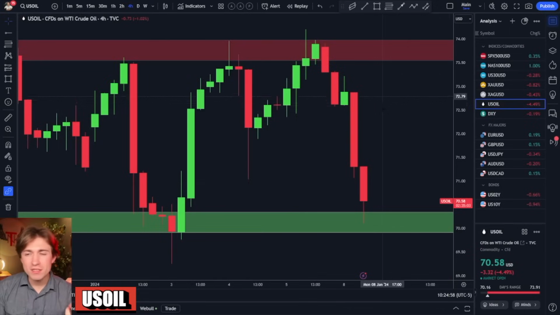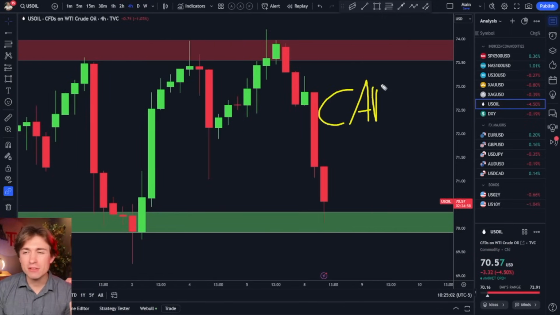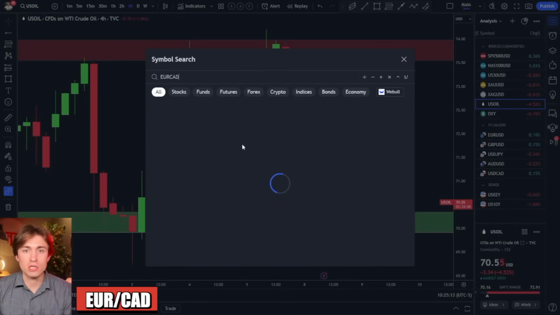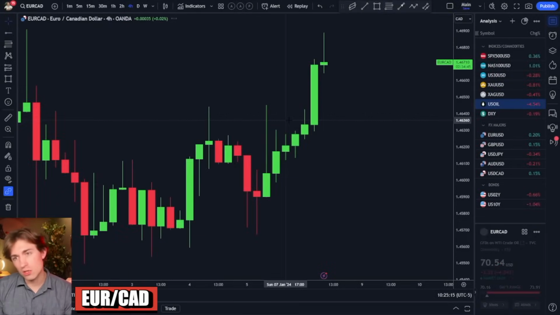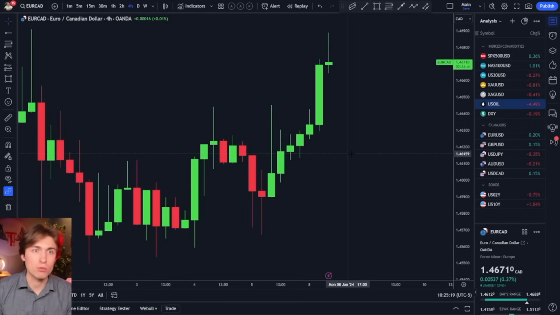Now, what does this do to the currency world? Well, if you're a CAD bull, definitely not great, because the lowering prices in oil are of course going to negatively impact the CAD. We can see that in certain areas. If we take a look at Euro CAD here, we can see that the Euro is gaining strength against the CAD, basically showing some weakness there.